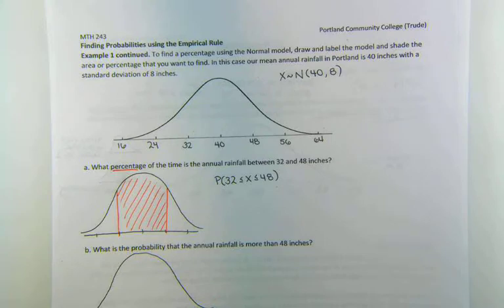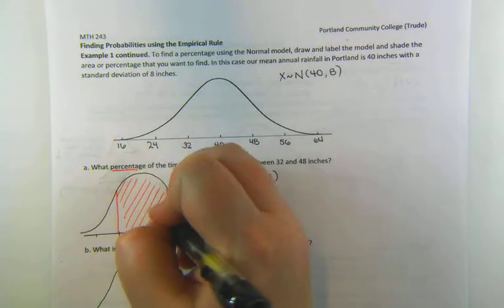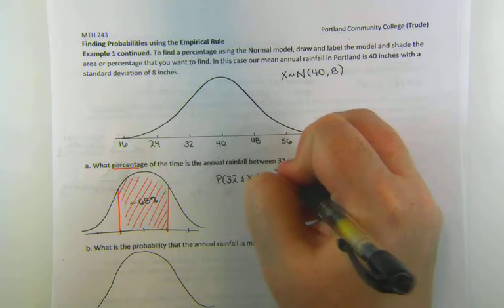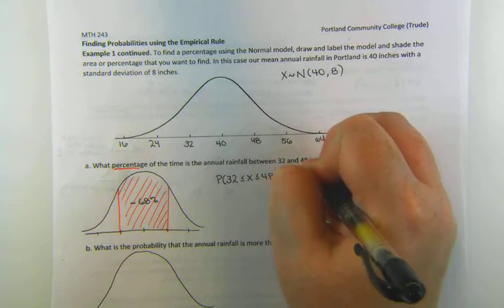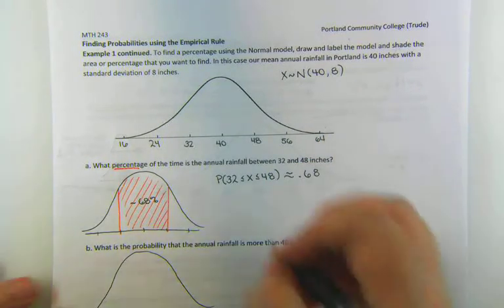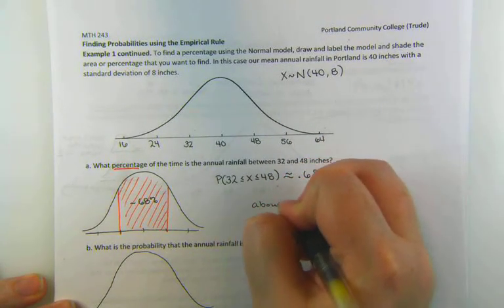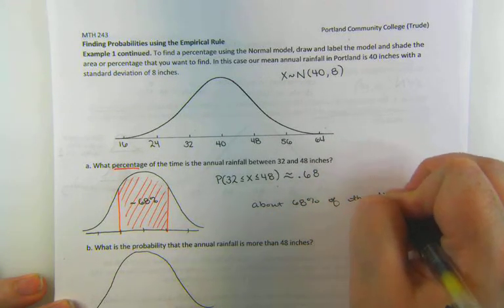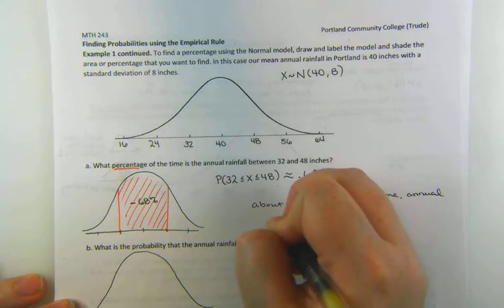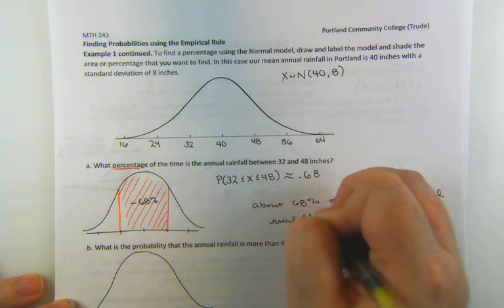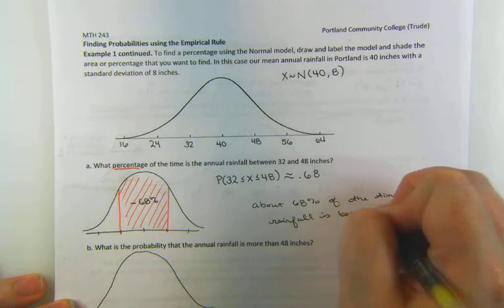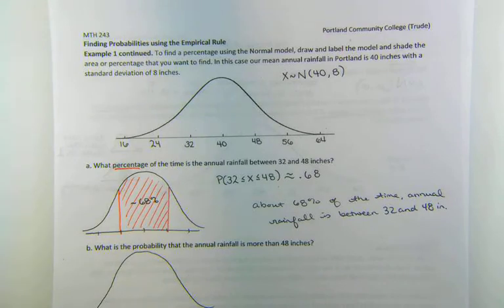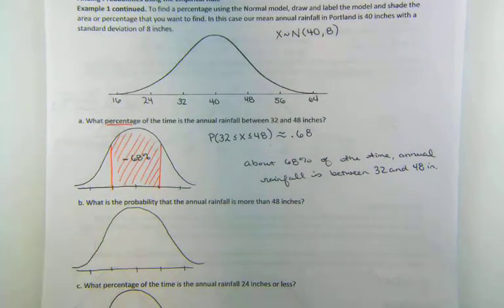Calculating this, we want the area under the curve. And right now we're just sticking with the empirical rule, that one standard deviation below to above is about 68%. So about 68% of the time, annual rainfall is between 32 and 48 inches.